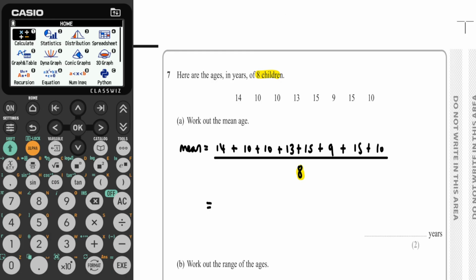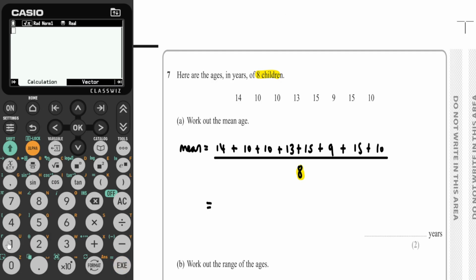So let's work this out. We have 14 plus 10 plus 10 plus 13 plus 15 plus 9 plus 15 plus 10, and then we divide by 8. You will find the mean to equal 12.